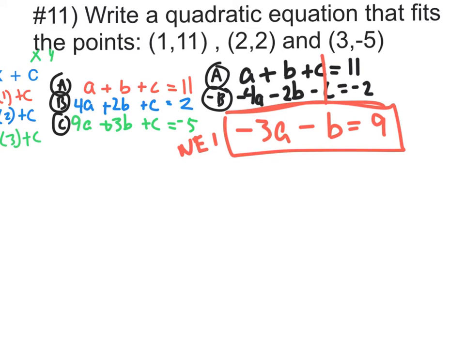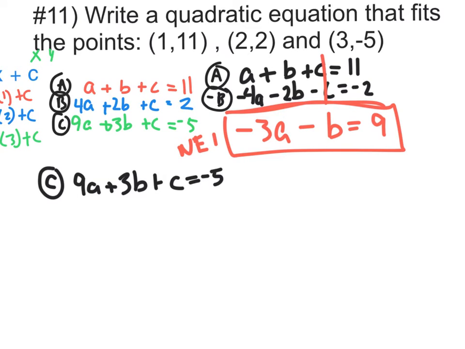So what we need to do now is go back to the original 3 by 3 and use the equation we have not used, which is equation C. So I need to use C. I might as well write that down. I'm going to write it down exactly the way it is: 9a plus 3b plus c equals negative 5.